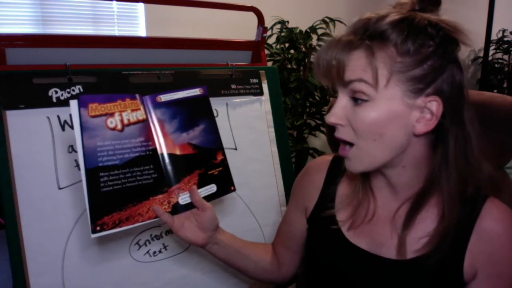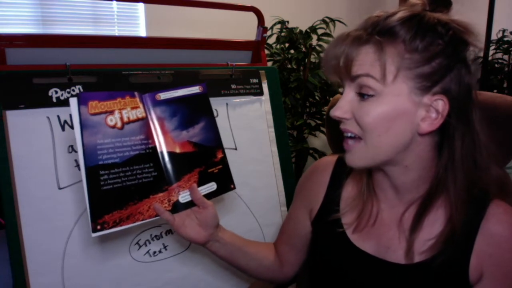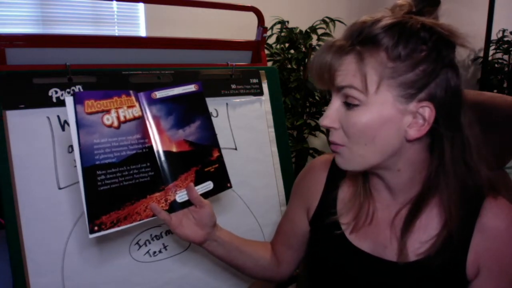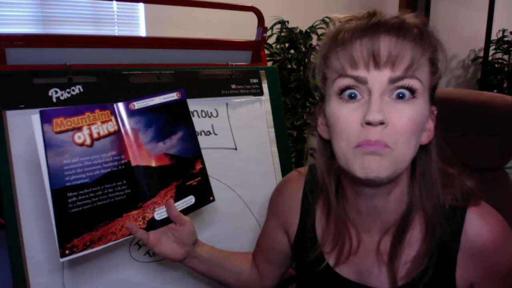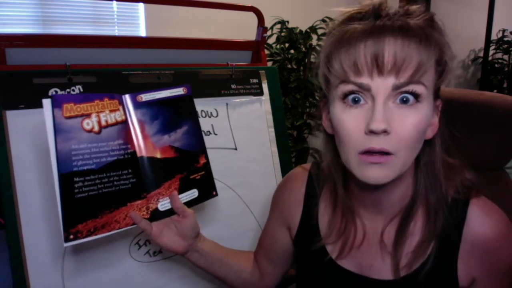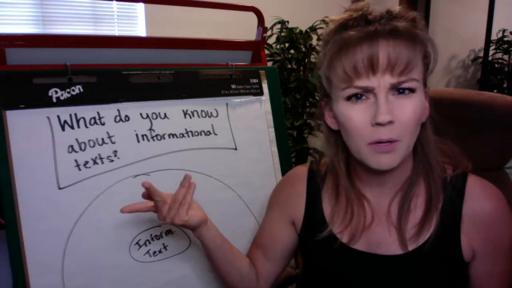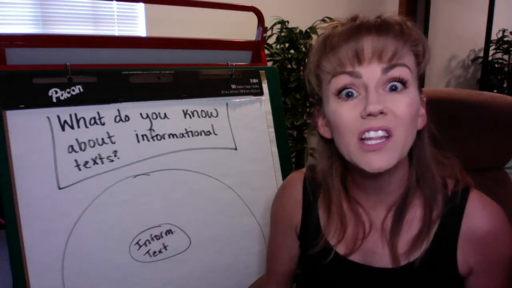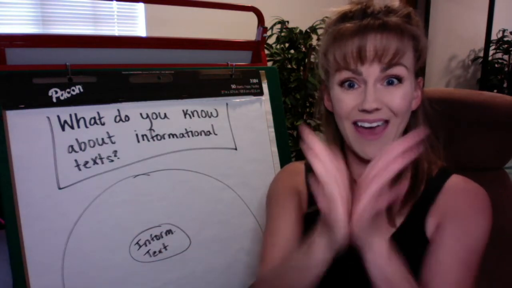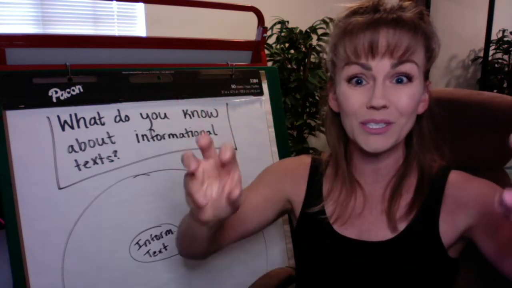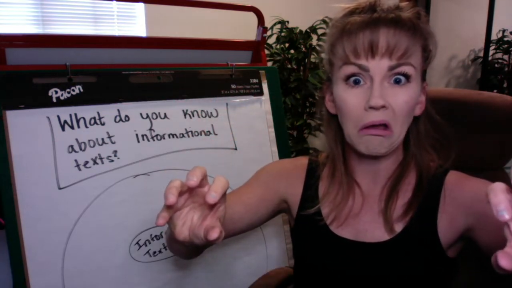More melted rock is forced out. It spills down the side of a volcano in a burning hot river. Anything that cannot move is burned or buried. What's covering all these things? What's burning them or burying? Oh, you're right. It's the lava, because inside magma, outside lava, cooled rock.